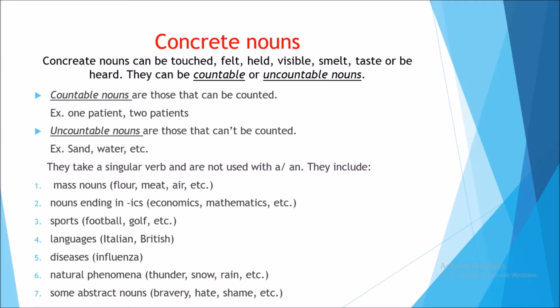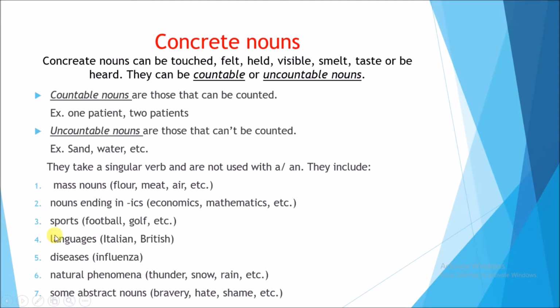Uncountable nouns are those that can't be counted, like sand, water, etc. They take singular verb and are not used with articles such as a and an. They include: number 1, mass nouns, flour, meat, air, etc. Nouns ending in ICS, like economics, mathematics.